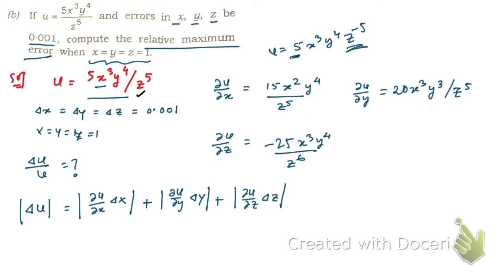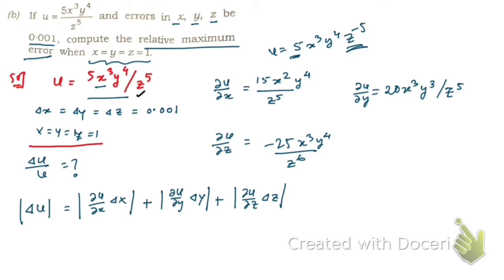Here one more thing is given in the question, that xyz equals 1. So if we use this value xyz equal to 1, for x = y = z = 1, this is going to be equal to 15, this is going to be equal to 20, and this is going to be equal to minus 25. That's what we're going to have.